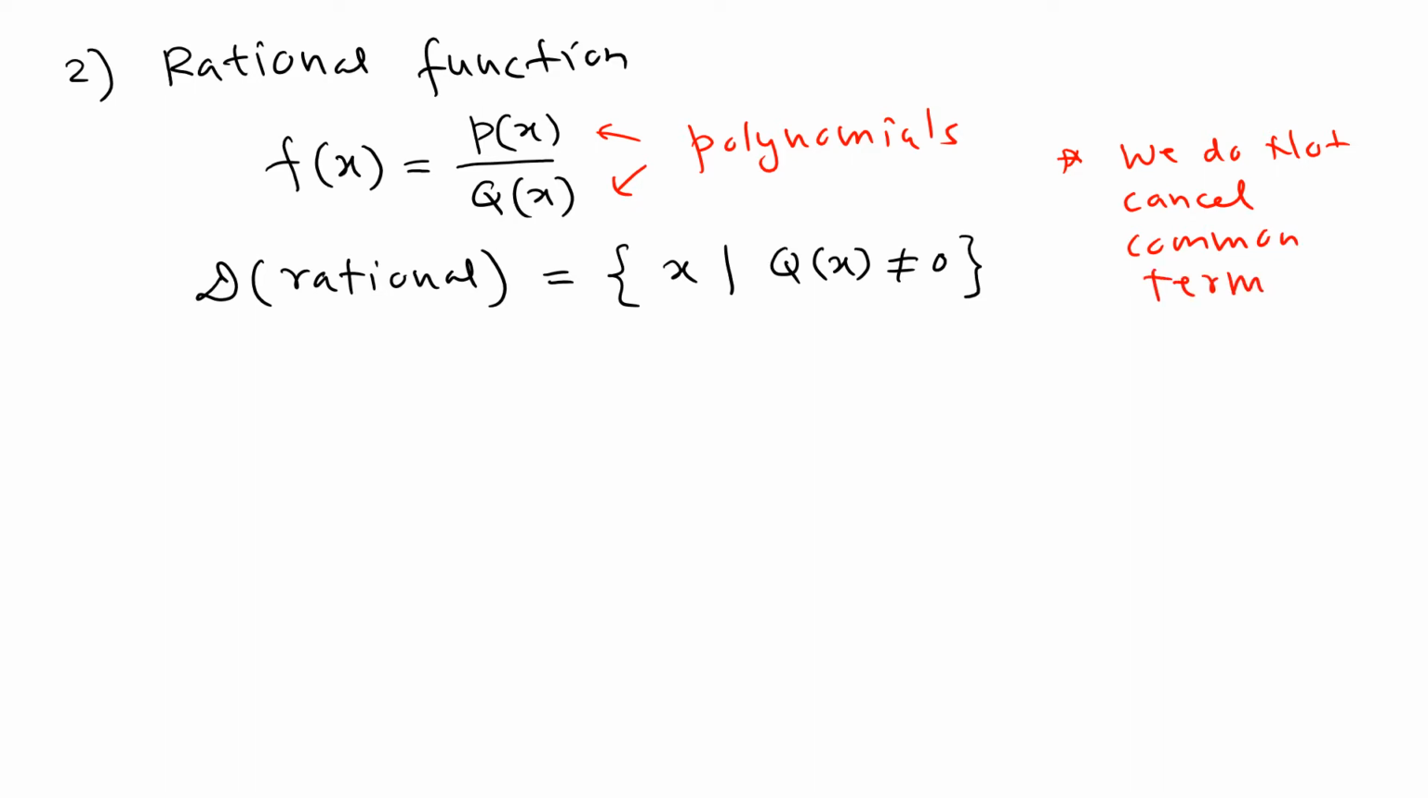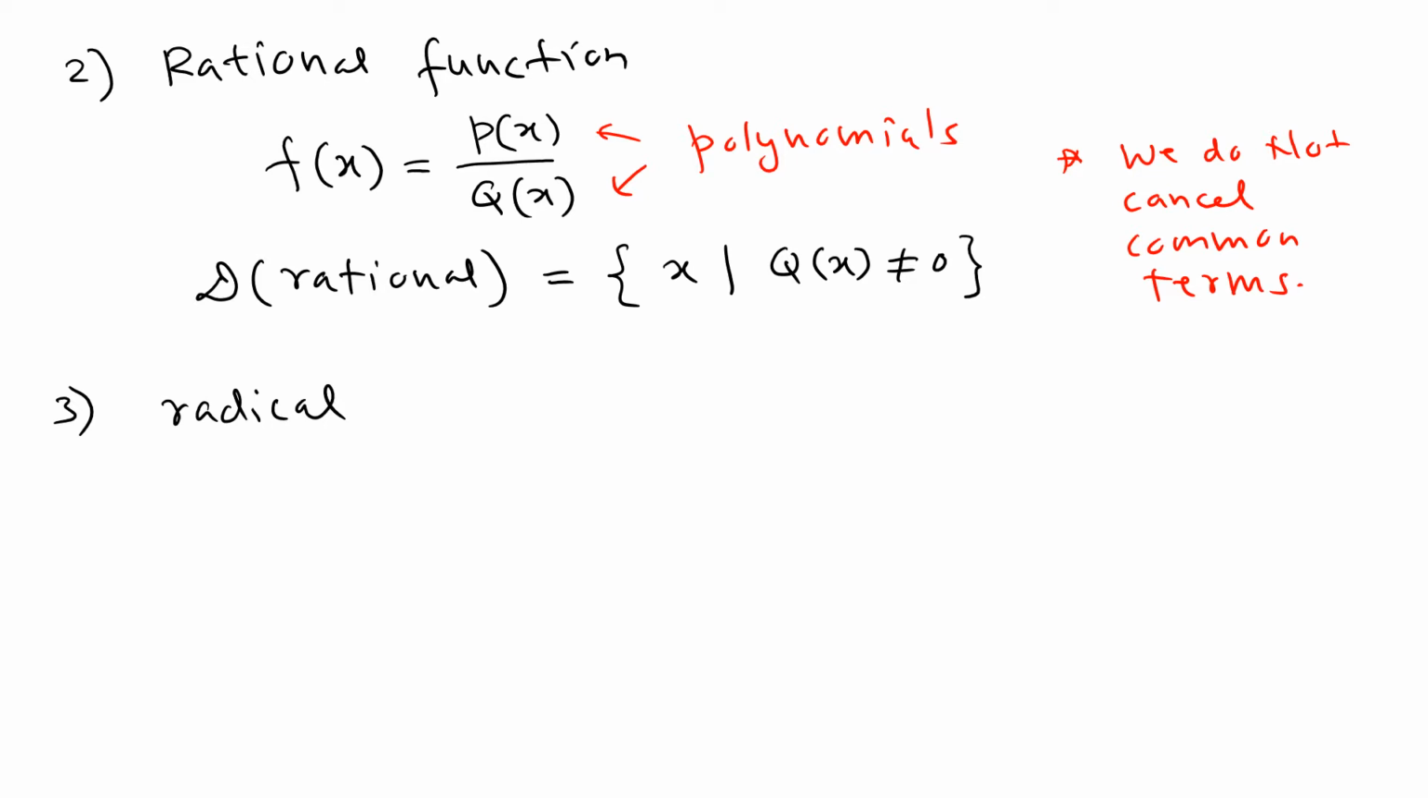The reason is, even though we cancel the common terms, the original function still has that factor, so you can't plug in that value. You might say, okay, we cancel the term, now there's no problem. That doesn't work, because if you look at the original function, that term is still there. That is why we do not cancel. Okay, now the third type, I'm going to divide into two types. The third type is what we call the radical function.